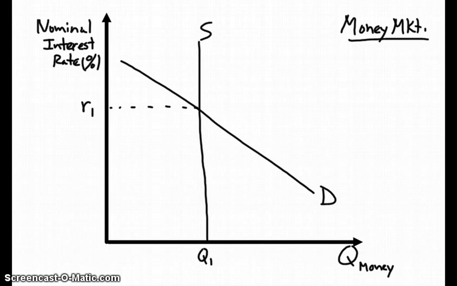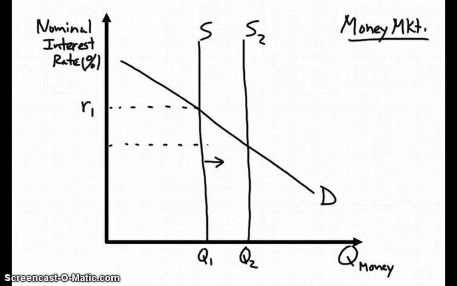As we said, we expanded the money supply, so that means supply of money shifts to the right. So this would be our new supply S2, the new quantity, and our new lower nominal interest rate that results from this increase in the money supply.